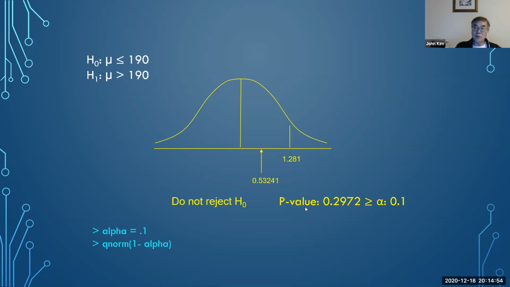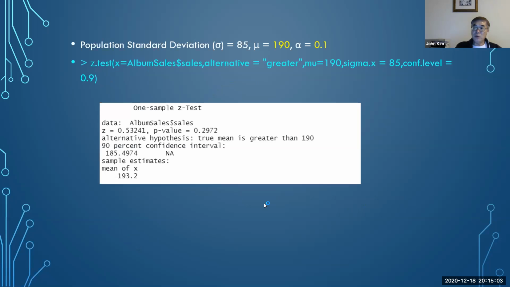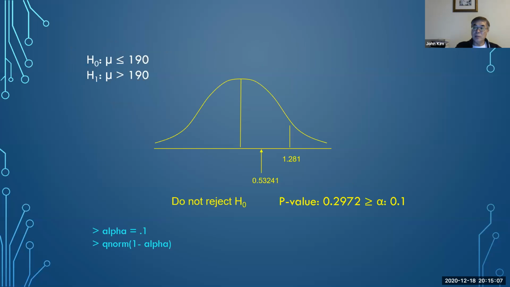And then if we don't know a critical value, we can just use the p-value. The p-value is 0.2972, that is greater than 0.1. So do not reject the null hypothesis.